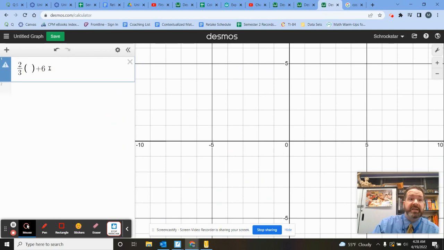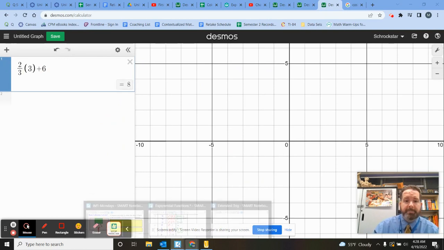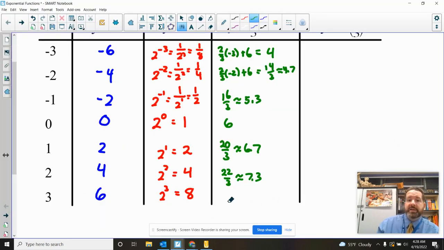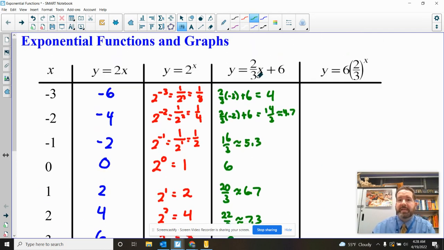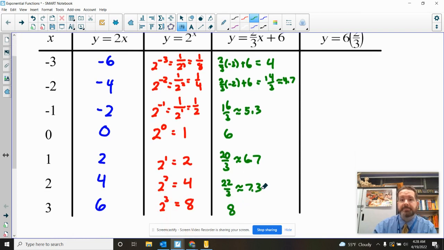And the 3. Now this one's going to come out evenly to an 8. The reason I know this one's going to come out evenly is because when I put the 3 in, 2/3 times 3, the 3's undo each other. Divide by 3 times 3 just leaves the 2. The 2 plus the 6 is what gives us that 8.